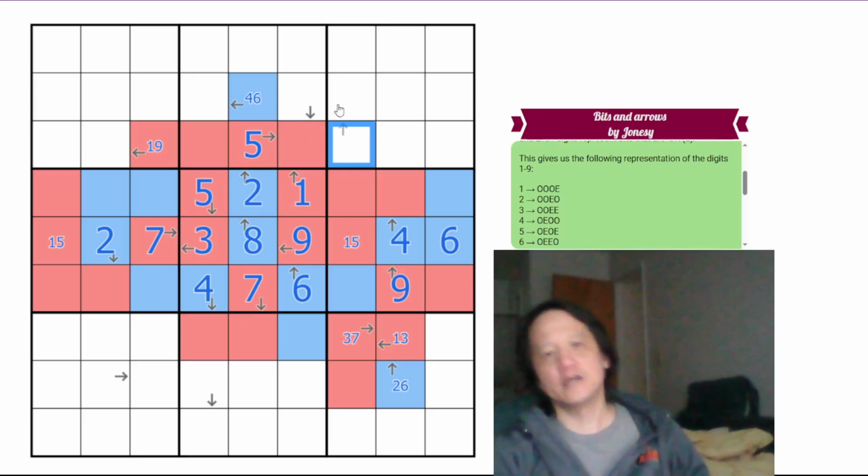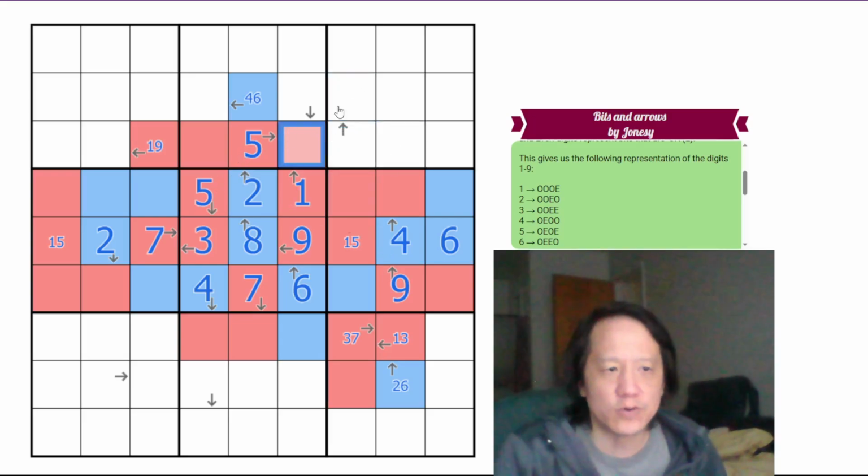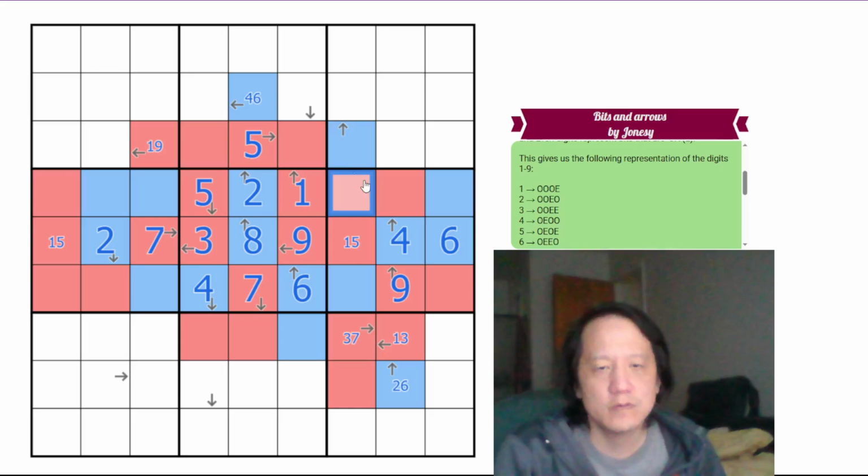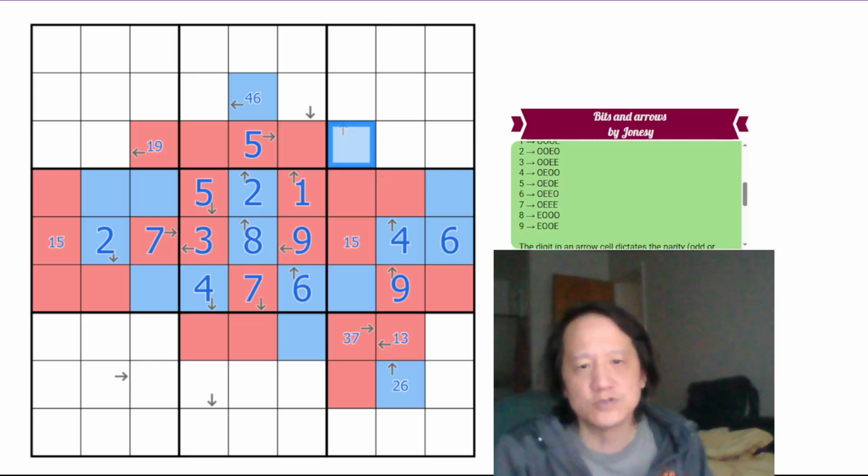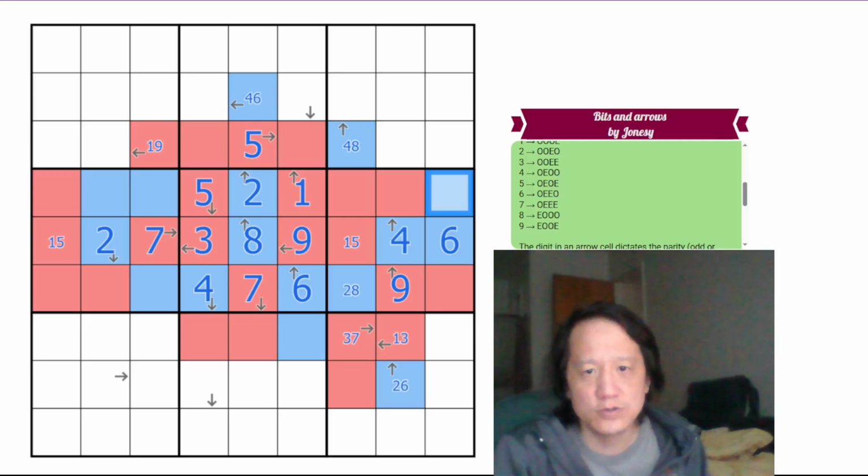This digit ends in an odd number, odd bit. So this must be even. And we're ending in odd, odd. So it cannot be 2 or 6, so this is 4 or 8. This is 2 or 8. This can't be 2, so this must be 8, which makes this 2. That leaves this as 8. This is a 4, 6 pair here.